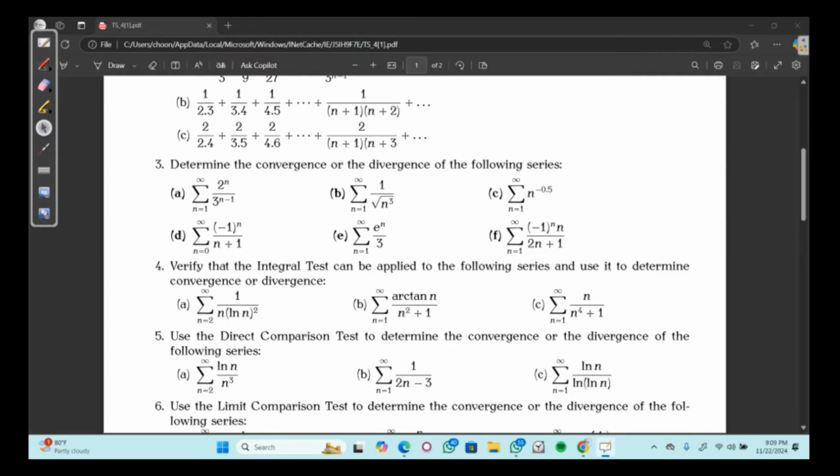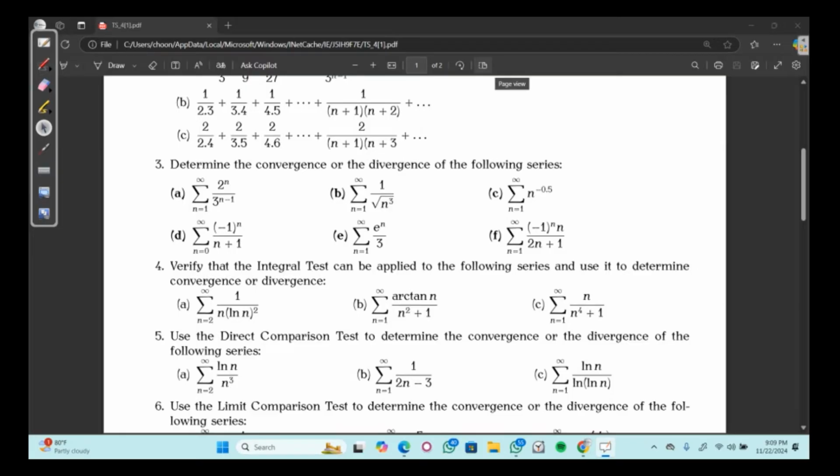Okay, so question 3 is just about determining or observing the best method that you can use to simplify what you are given, to determine the convergence, as well as whether it's converging or diverging. And sometimes, if it's converging, what is it converging to? You have to know that.